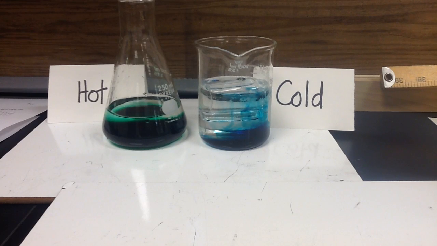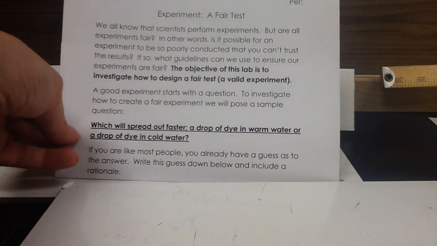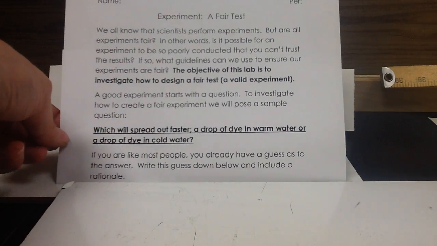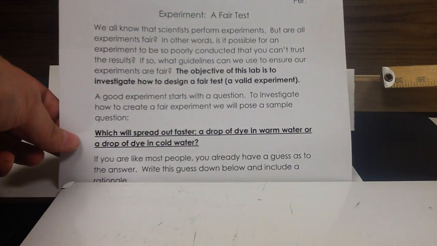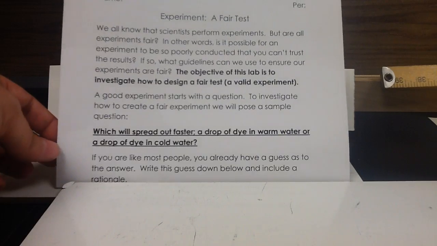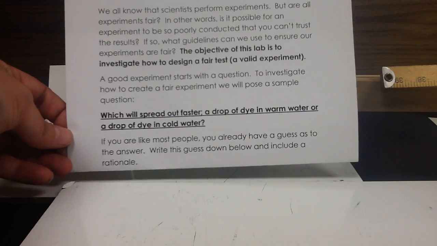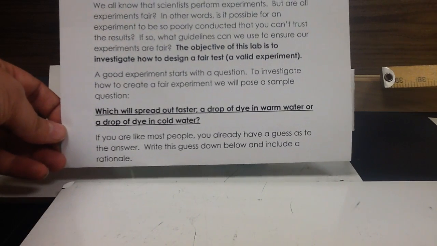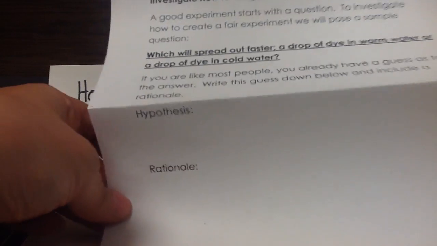So designing a fair test is actually quite difficult. And that's what you're going to spend all period doing when you come to class. What I want you to do now on your lab sheets, I'll put this back up, is come up with a hypothesis. If you're like most people, you already have a guess as to what you think is going to happen. Keep in mind the test I ran is not a fair test, so you can't base your decision on what happened there. What do you think? Do you think it's hot water or cold water that's going to spread the dye out faster? Remember, you need a rationale. A rationale explains why you think that. Then you're going to do that on the bottom of this page, down here, hypothesis and rationale.